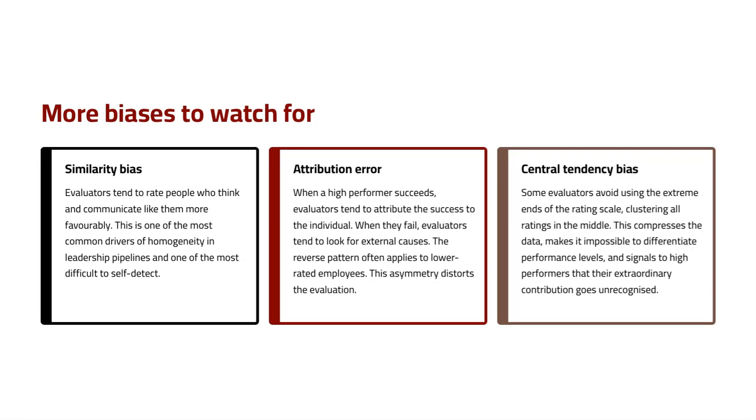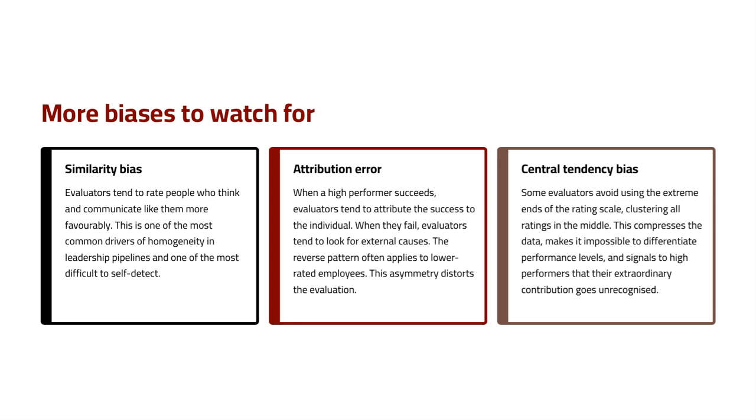On this slide, we're looking at more biases to watch for in evaluations. First, there's similarity bias, where evaluators favor people who think and communicate like they do. This bias is a key reason why leadership pipelines often look very homogeneous, and it's surprisingly hard to notice in ourselves.